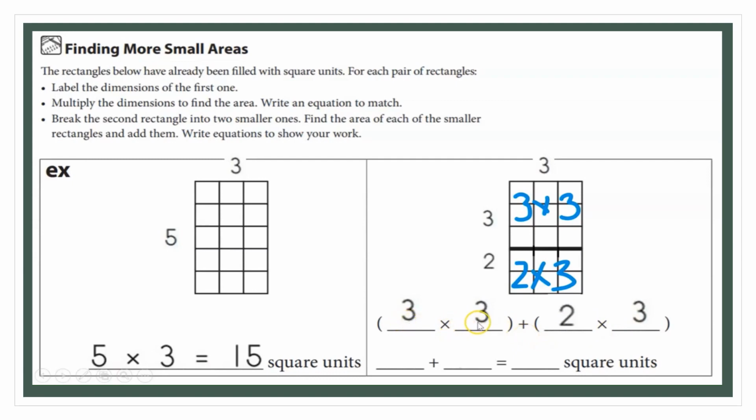3 times 3 is 9. 2 times 3 is 6. 9 plus 6 equals 15 square units.